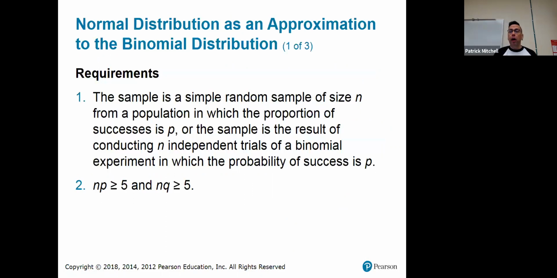All right. So very important. These are the requirements for using the normal distribution to approximate binomial. Number 1, your sample is a simple random sample of size n from a population in which the proportion of successes is p. Very, very important, because remember that first histogram I showed you, it didn't look all that normal. And that's because this requirement here was not satisfied. In order for this normal distribution to give you a good approximation, n times p and n times q both have to be at least 5.